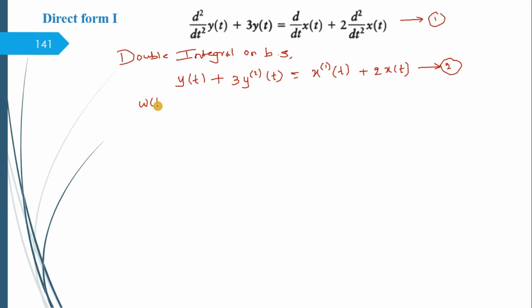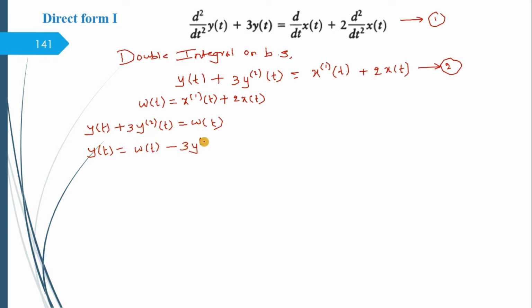Once you get it, take the input side as w of t. I'll write it here. w of t is equal to x1 of t plus 2 into x of t. And similarly, if I write w of t here, you get y of t plus 3 y2 of t is equal to w of t. With this, I can write y of t as w of t, and this I take on the other side, minus 3 into y2 of t. So this equation and these two equations are very important.